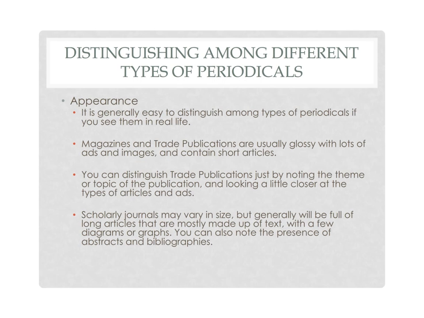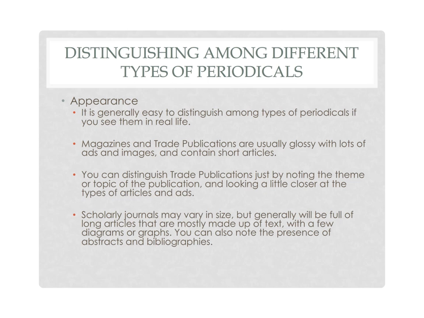So how do you determine what type of periodical you're actually looking at? If you have them right in front of you in real life, it's generally easy to distinguish among them by their appearance. Magazines and trade publications usually have a lot of glossy paper, they have ads and images, the articles are short, and you can distinguish trade publications from magazines by looking at the topic and theme of the publication and looking closer at the types of articles and the ads and the kind of information they have.